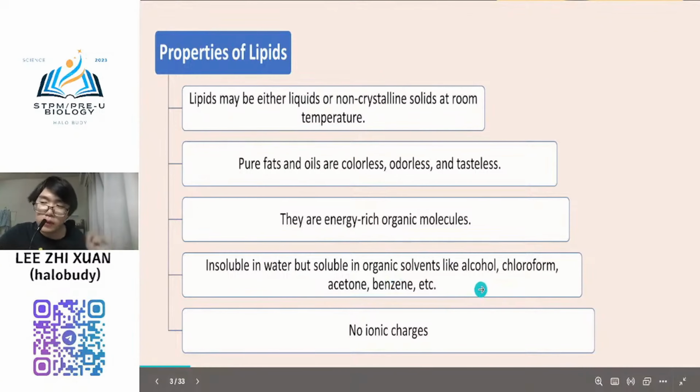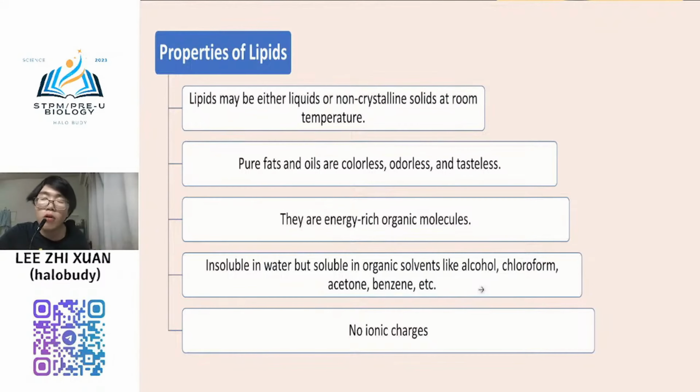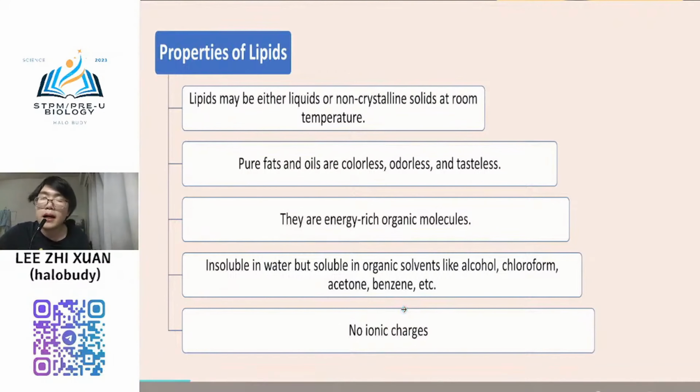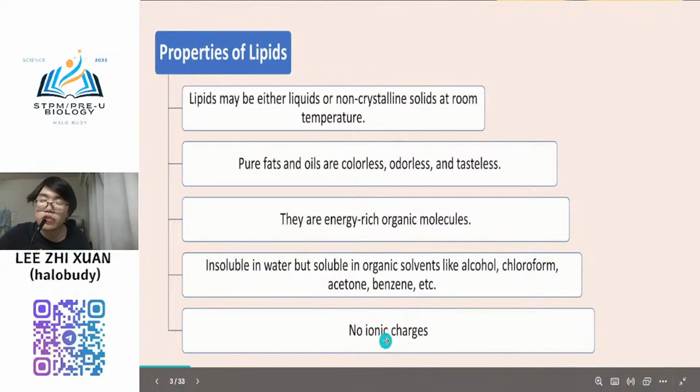If you pour the oil into the alcohol, the oil will disappear. You will not see the oil in the alcohol liquid. Compared to water, if you pour the oil into the water, you will see two layers, right? Oil will be at the above layer. Why? Because oil cannot dissolve in water. And another thing is there is no ion charge.